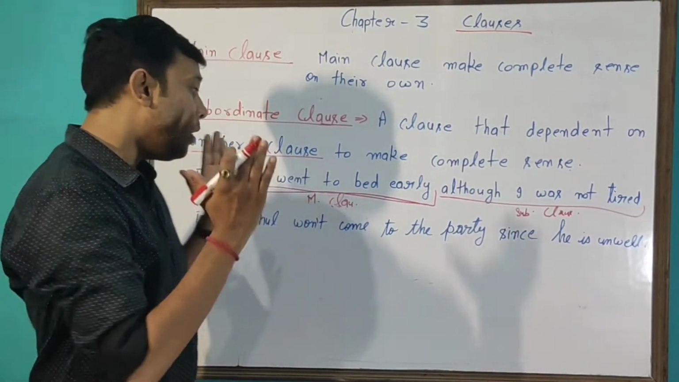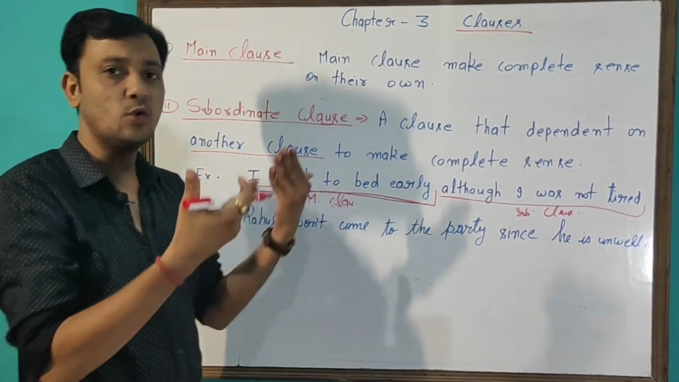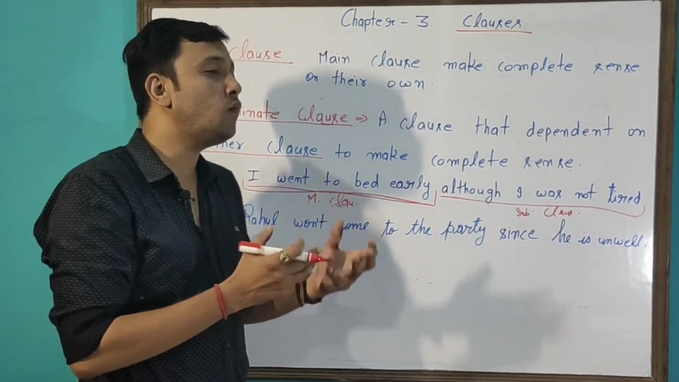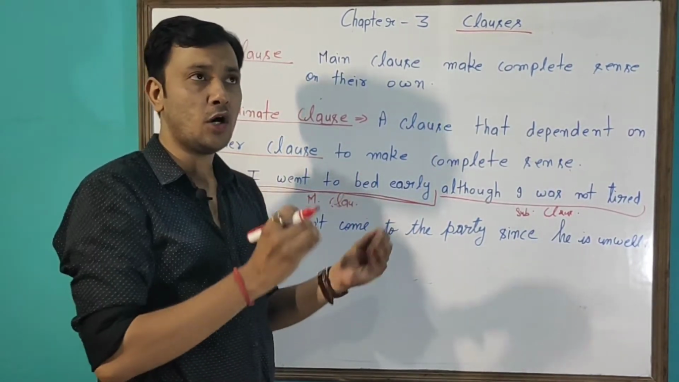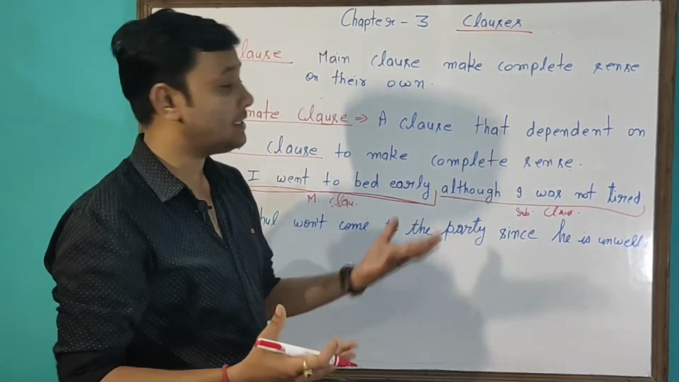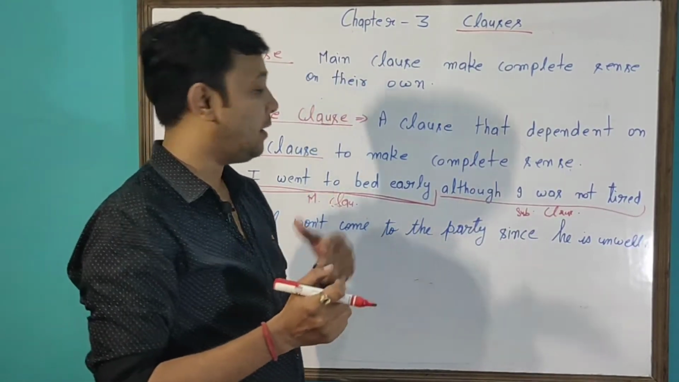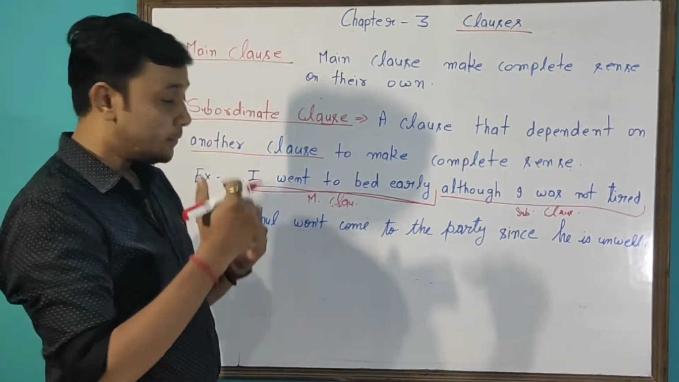Senseful है. So a group of words which makes complete sense on its own is known as a main clause, and a group of words which depends on the main clause or another clause to complete its sense is called a subordinate clause. Now I hope you understand how to identify the main clause and subordinate clause.